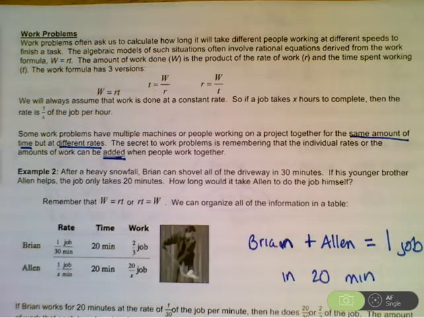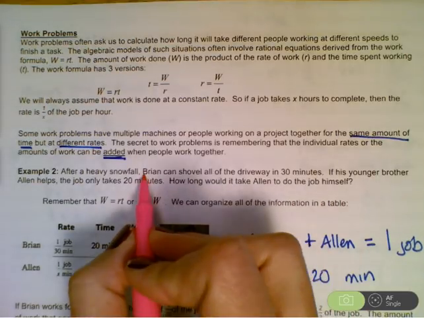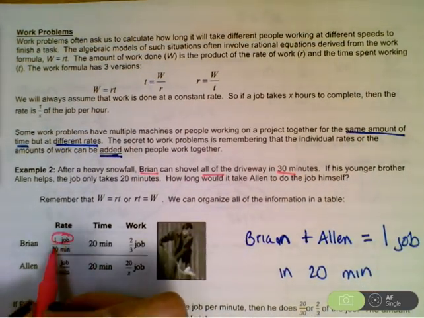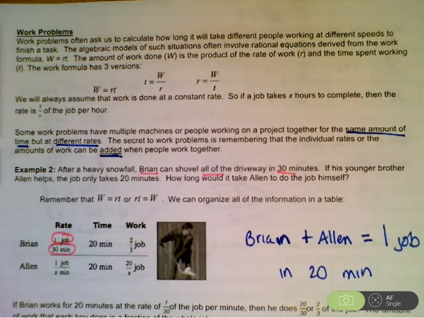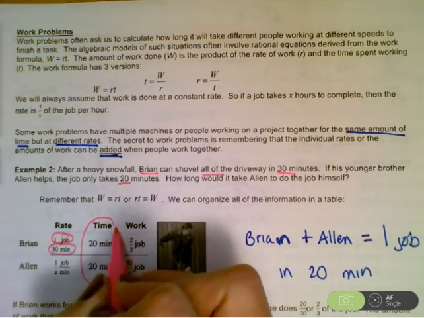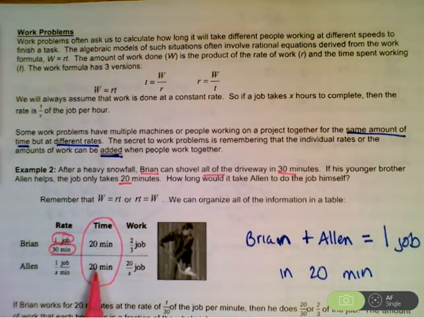We know that because it told us at the beginning: Brian does all of the driveway in 30 minutes. So all of the driveway is one job, and it took him 30 minutes. So his rate is one job in 30 minutes. The time, since they're working together and taking 20 minutes, is 20 minutes for both of them, because they're doing one job in 20 minutes.